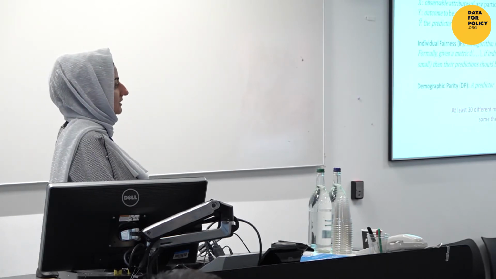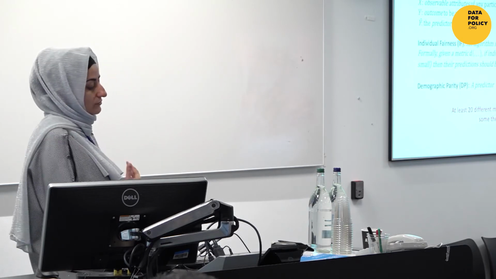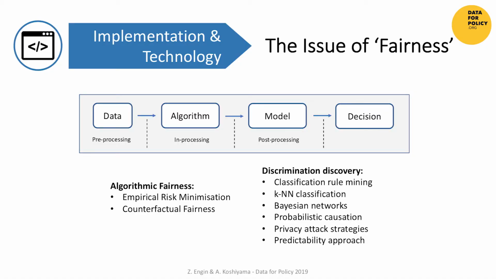The most basic, most intuitive example is that group-level fairness does not necessarily ensure individual fairness, or if it's individual fairness, then you can't ensure group fairness. So one more step down, it's now the issue of fairness in technology terms.